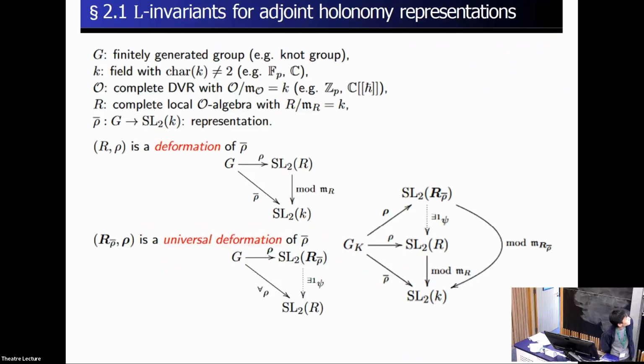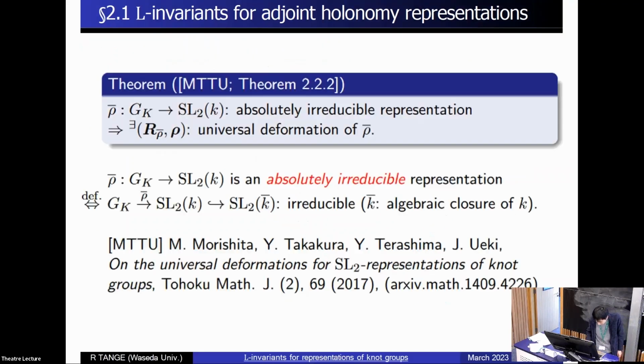So next, let's introduce deformation in knot theory. As before, we can similarly define deformation and universal deformation, and note that in knot theory, we often consider finitely generated groups. So for example, we often consider SL_2 representations. This is a summary. And similarly, as in number theory, the existence of universal deformation is known by Mochizuki, Takakura, Terashima, and Ueki. So similarly, if rho bar is absolutely irreducible, we can always say that a universal deformation exists.